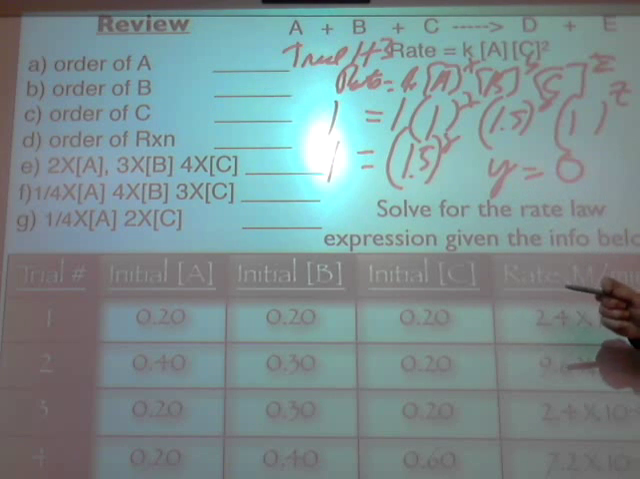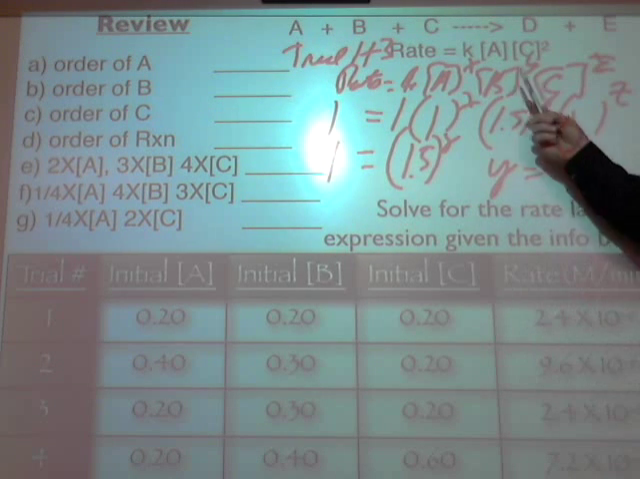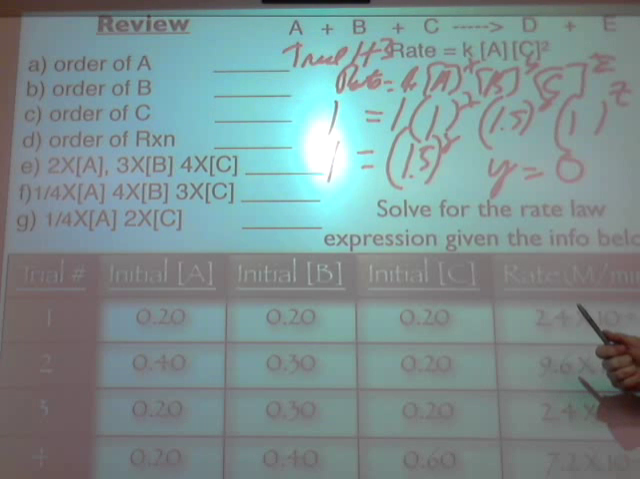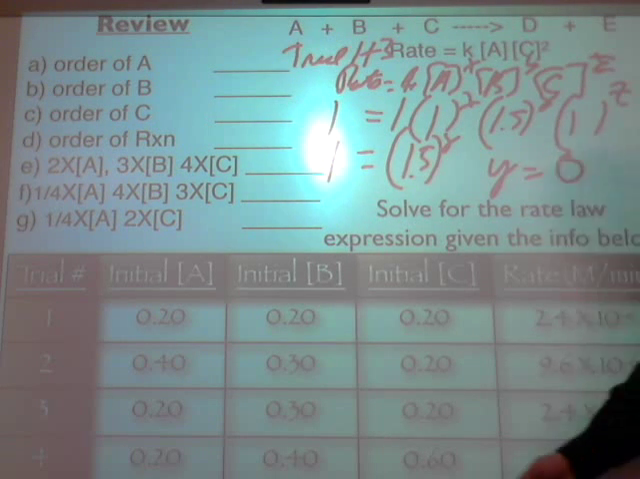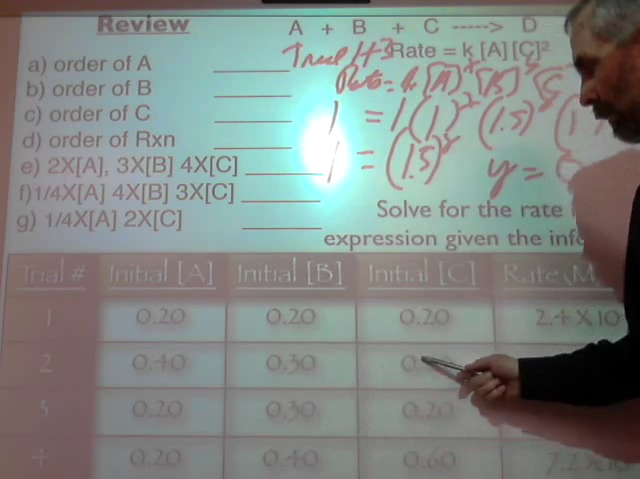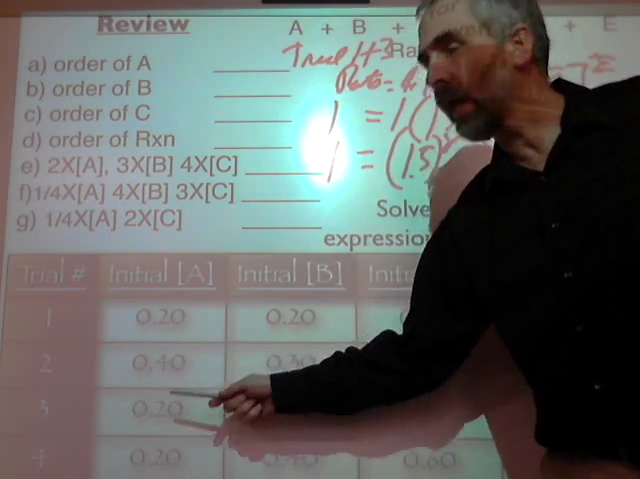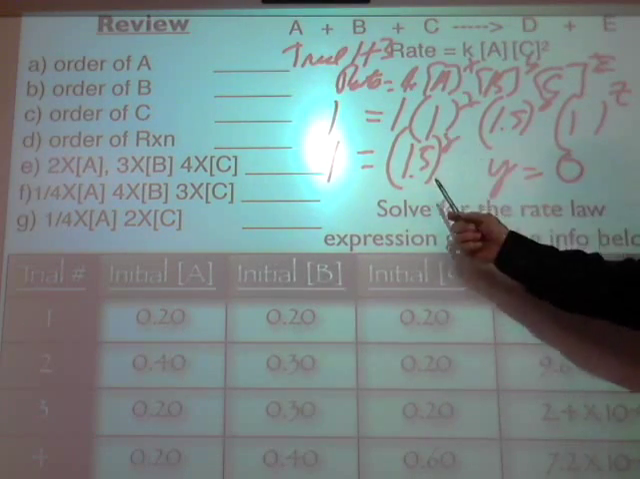Okay, now the thing is, I'm not going to have time on the review to do this, but how many times will I have to do this? 3 more times. What 2 trials should I take next? What's that? 2 and 3? Because in 2 and 3, B is held constant, C is held constant, only A changes without doing the math, without doing all the stuff up here.